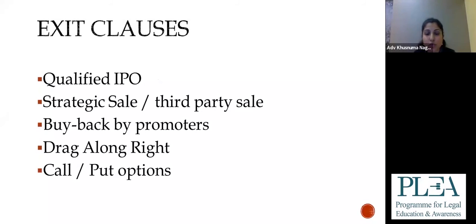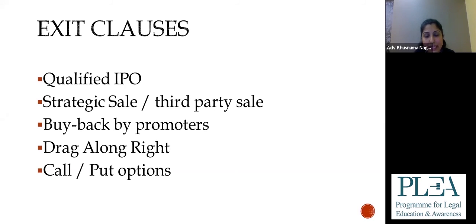The next clause that you would see in a shareholders agreement is an exit clause. Now, this is also a very important clause to note because this clause provides an exit opportunity to the investor or shareholder by means of either a qualified IPO, or if that does not happen within the specified timeline, then by strategic sale or third-party sale, or by buyback of the promoters, or a put option, or a drag-along right. So what is a drag-along right?